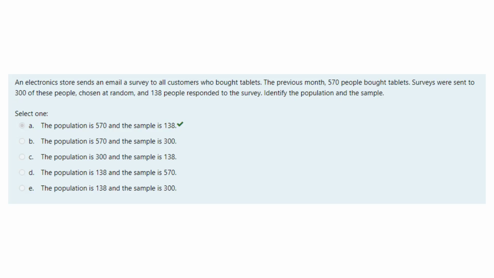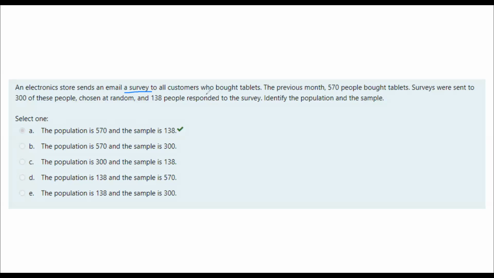So an electronics store sends an email survey to all customers who bought tablets. So we know any kind of AP thing is probably a good idea to underline things. So let's see. All right, they send out a survey to customers who bought tablets. Previous month, 570 bought tablets. Surveys were sent to 300 of these people, chosen at random, and then 138 people responded. What's the population in the sample?